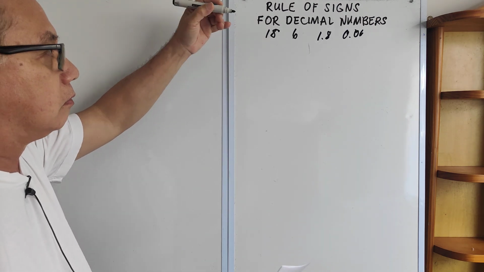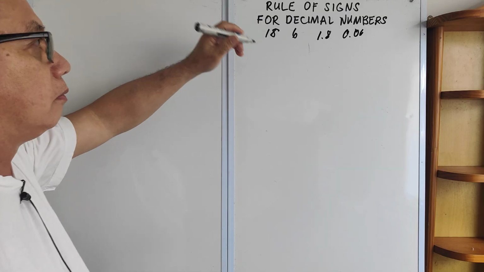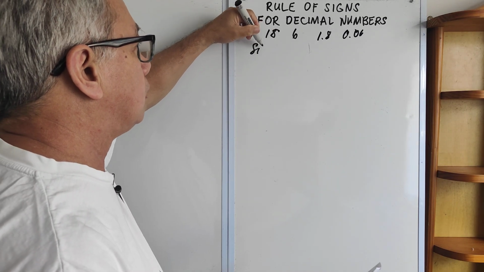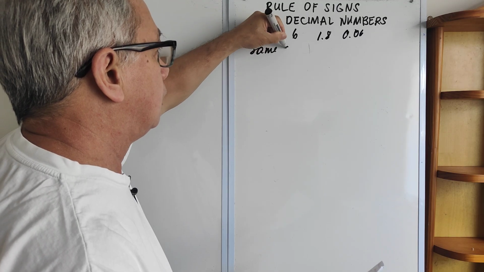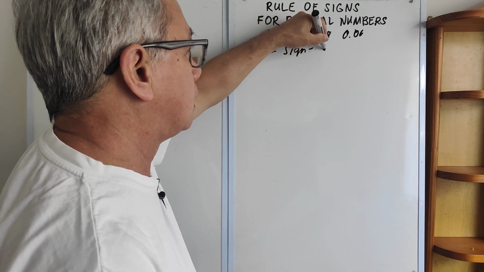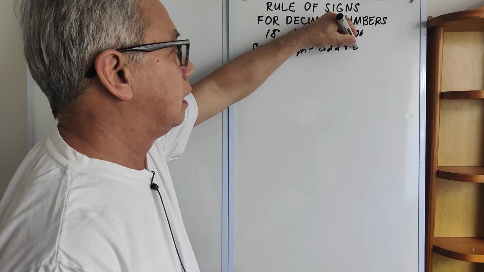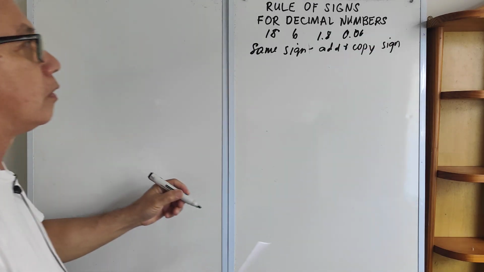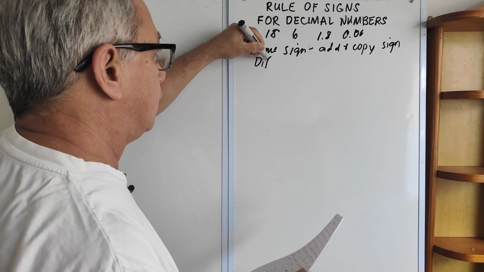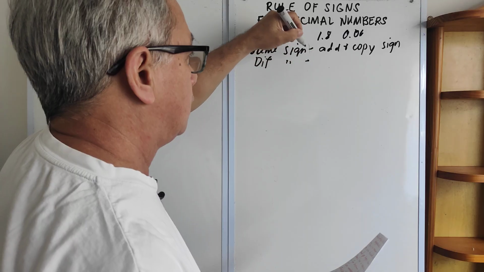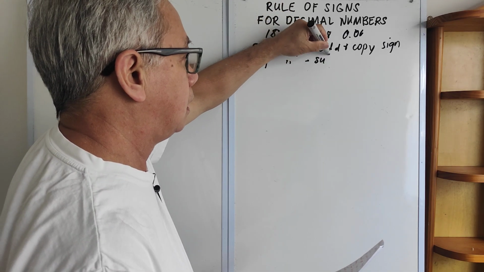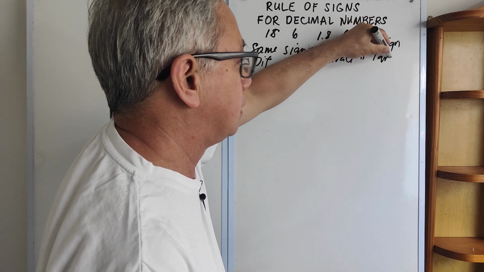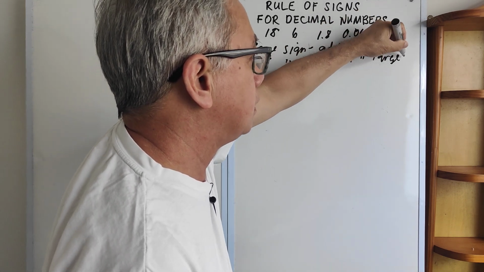So in addition of decimals with negative signs, when it's the same sign, add and copy the sign. For different signs, subtract and copy the larger sign.